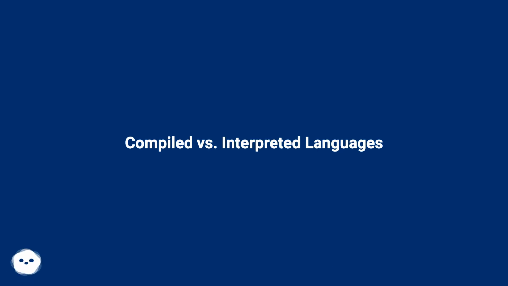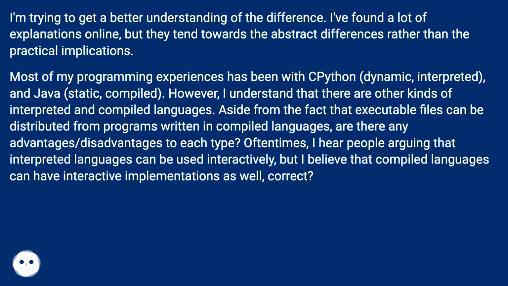Compiled versus interpreted languages. I'm trying to get a better understanding of the difference. I've found a lot of explanations online, but they tend towards the abstract differences rather than the practical implications. Most of my programming experience has been with Python, dynamic and interpreted, and Java, static and compiled. However, I understand that there are other kinds of interpreted and compiled languages.